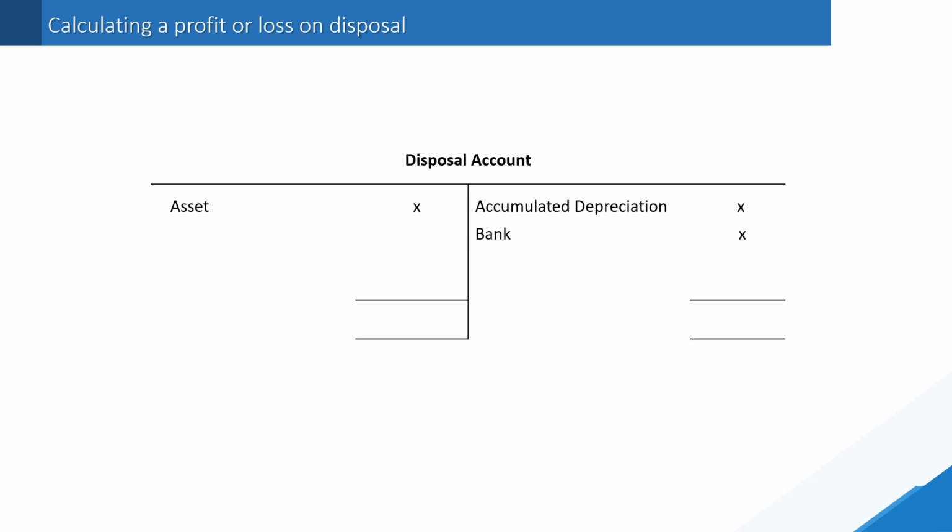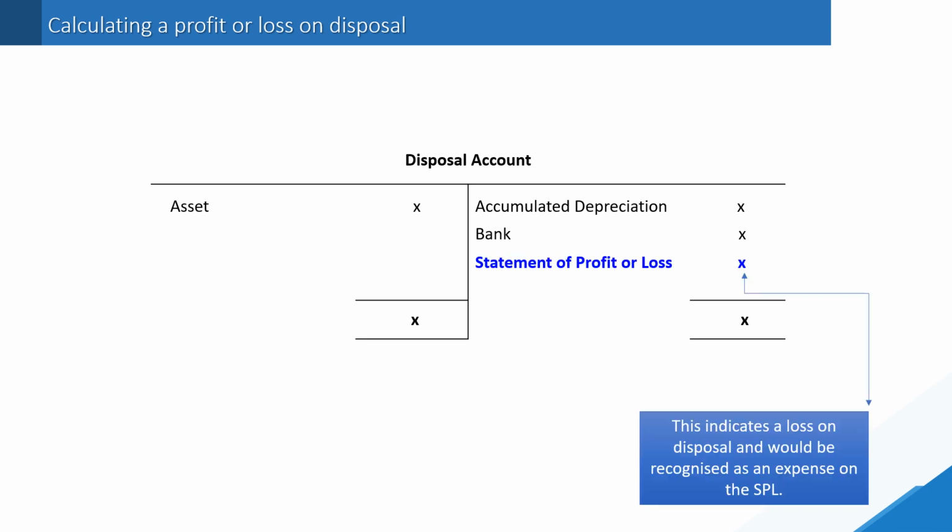And just like any other ledger account at the end of the period, this account must be closed off. The disposal account is recognised on the statement of profit or loss, so the balancing figure will be transferred through to the statement of profit or loss, and the figure that goes forward will either be a profit or a loss. So when we come to balance off, if the balancing figure is a credit, it will indicate that on disposal we have realised a loss, and therefore that will be recognised in our statement of profit and loss as an expense.